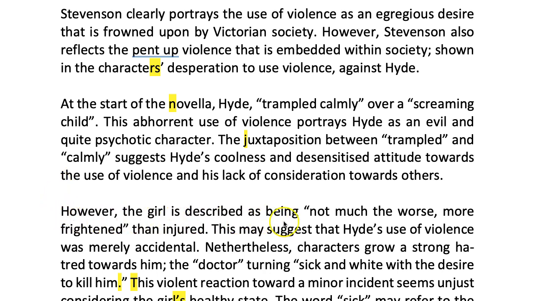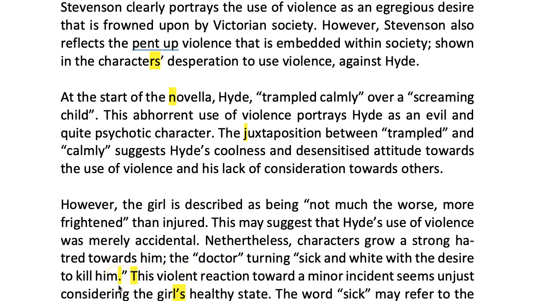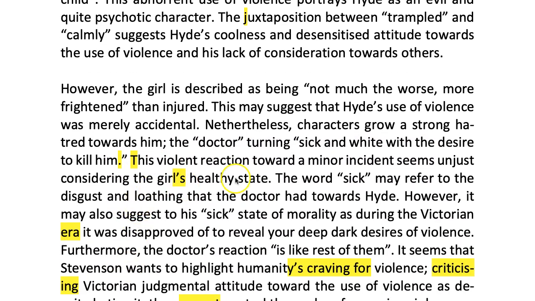However, the girl is described as not much the worse, more frightened than injured. This may suggest that Hyde's use of violence was merely accidental. Nevertheless, characters grow a strong hatred towards him, the doctor turning sick and white with the desire to kill him. This violent reaction towards a minor incident seems unjust considering the girl's healthy state. The word sick may refer to the disgust and loathing that the doctor had towards Hyde.